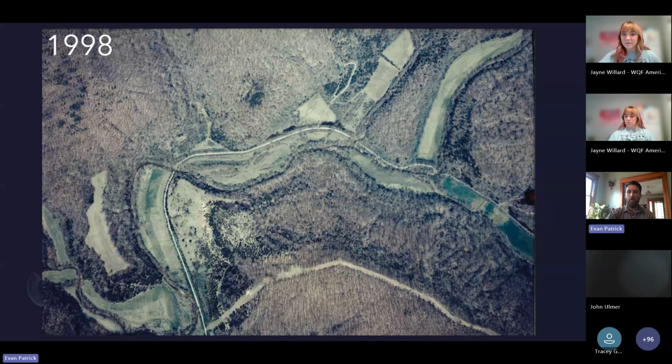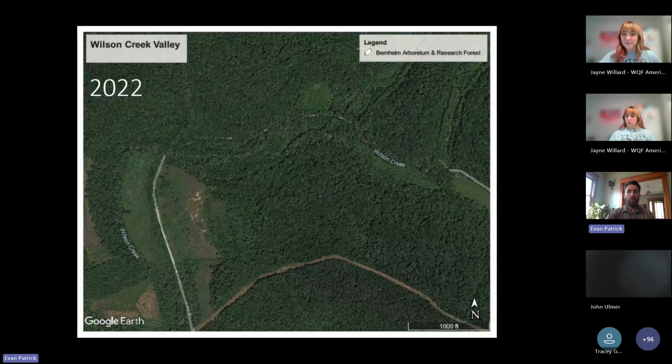So this next slide I'm going to show you was an aerial photograph taken in 2022. While I talk about this, I'm going to kind of flip back and forth so you can see the difference.